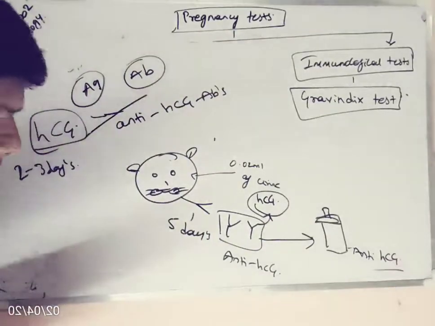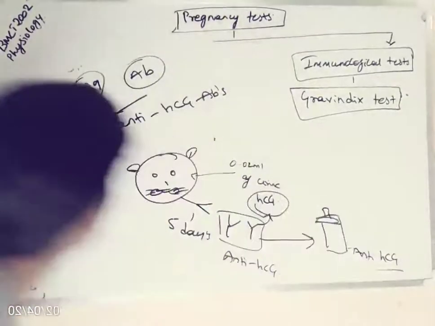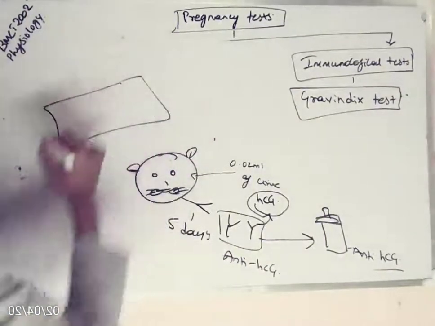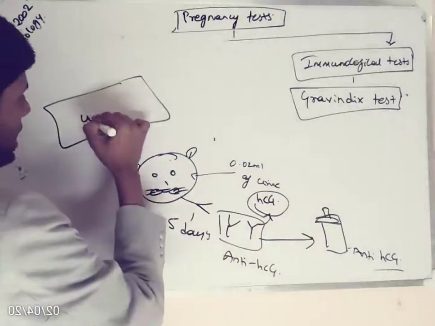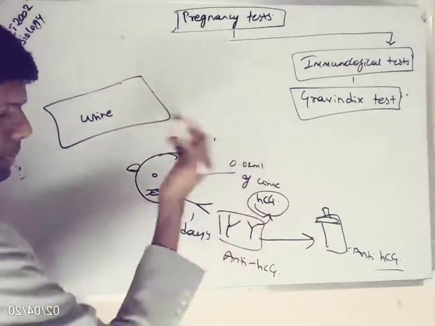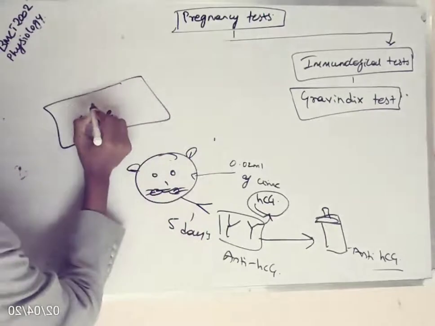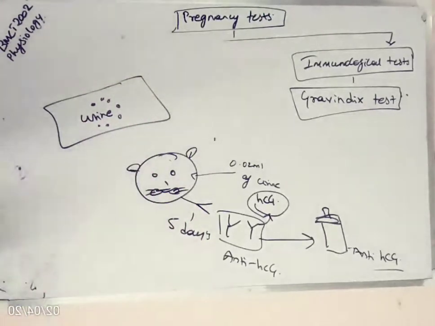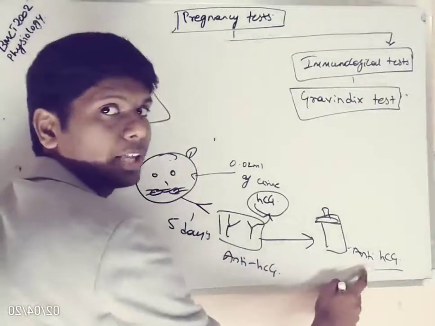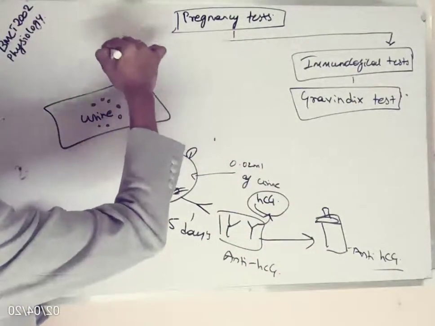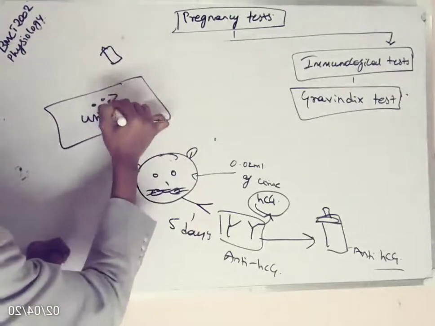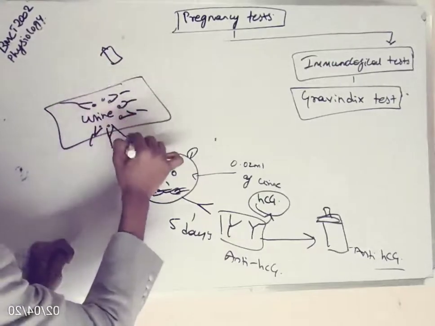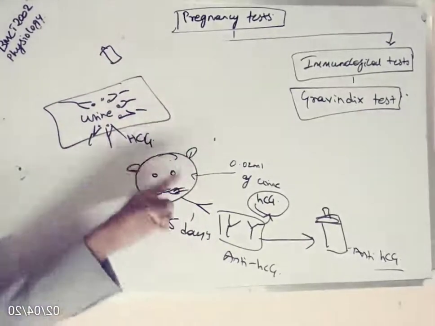Now the test is very straightforward. I will take a glass slide, and I will add urine of that pregnant woman, so that urine may contain HCG antigens, right? HCG antigens. Now I will add these HCG antibodies, so I will add the reagent. In this reagent it will have antibodies, right? So these antibodies will get attached to the HCG antigen of the pregnant woman.